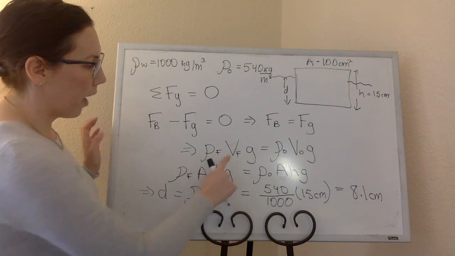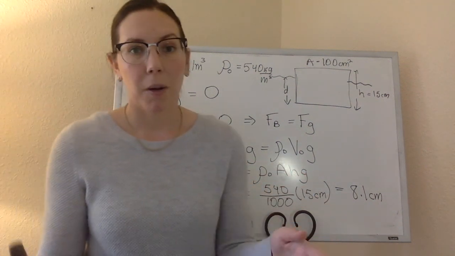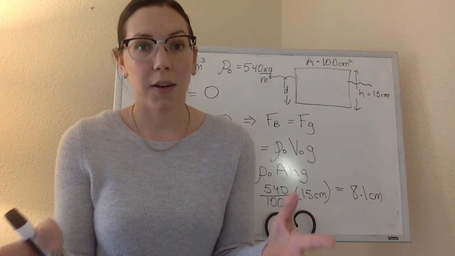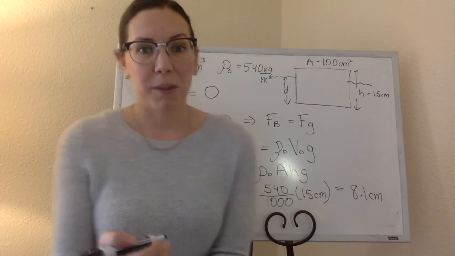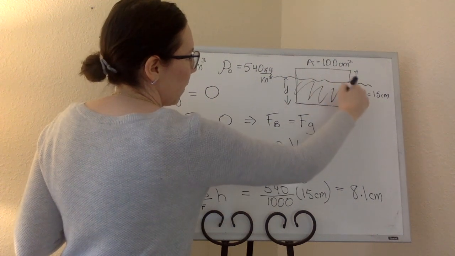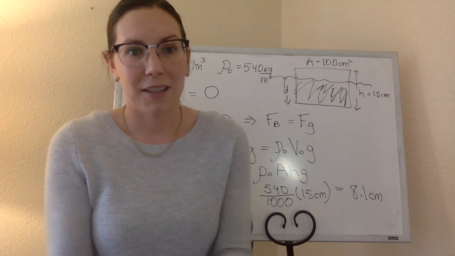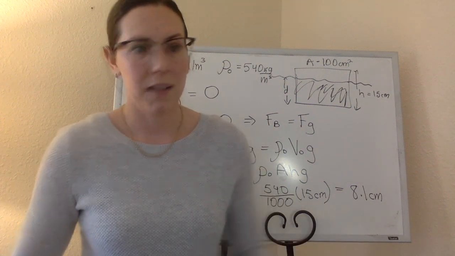Also notice that I've labeled subscripts. So when the object is only partially submerged, those volumes aren't equal. The volume of the fluid displaced is equal to the volume submerged. It's equal to this volume of the object, but not the entire volume of the object. That's only if it's completely submerged.